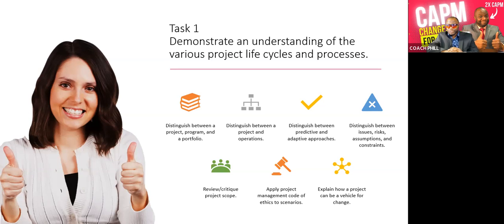Distinguish between issues. An issue is a risk that has happened. It's a materialized risk. A risk is uncertainty that could happen. Assumptions, things that we consider to be true without proof, and constraints, things that could limit the project team's options. These are definitions you're expected to know. Reviews and critiques of project scope are expected. Apply Project Management Code of Ethics. That's the PMI Code of Ethics and Professional Conduct. And explain how a project can be a vehicle for change.